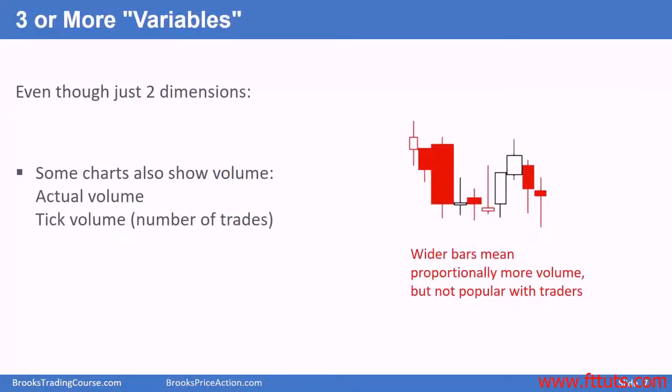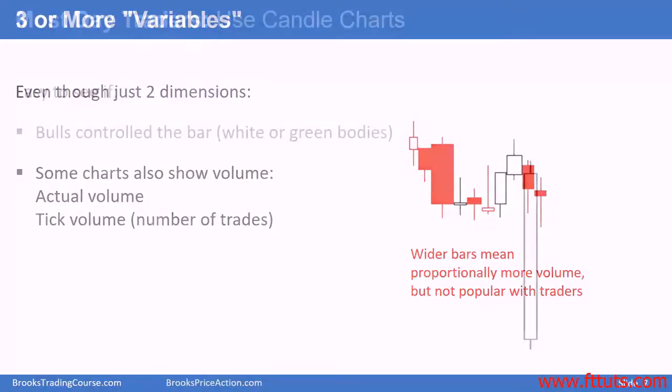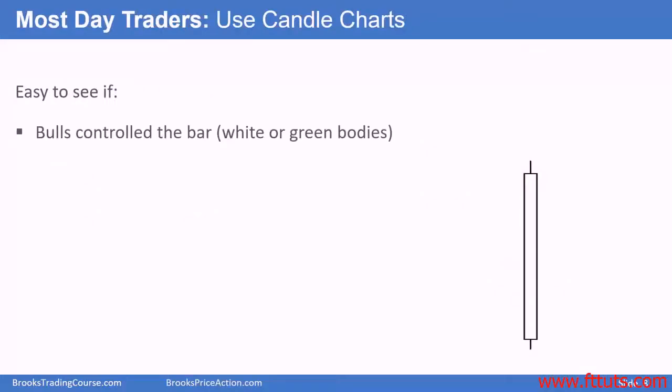There are these volume charts that try to incorporate a third variable, volume, and they do so by changing the width of the candlestick. So a wide candlestick has more volume than a narrow candlestick. Most traders do not use these bars. In fact, I don't know anyone who trades successfully using these bars. What's nice about candlestick charts is you can quickly see who owns the bar.